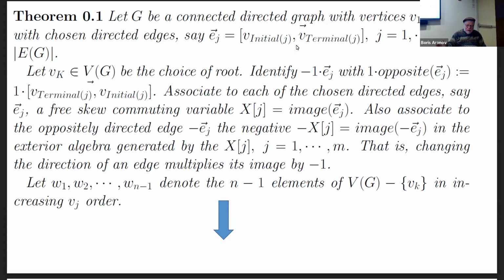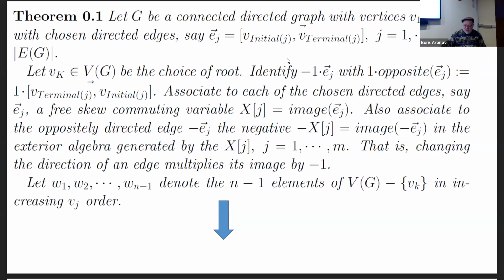So that's something from which we can construct an exterior algebra, and also associate to the oppositely directed edge the negative of that variable. You can think of that variable as being the edge itself if you want. In the exterior algebra, they're generated by these symbols, and these symbols correspond to the edges. That is, changing the direction again multiplies it by -1.